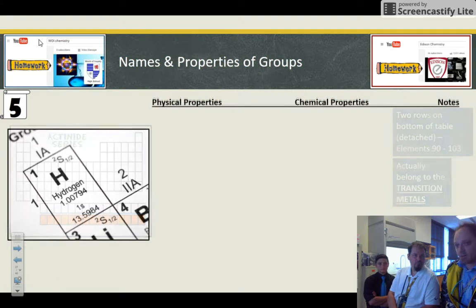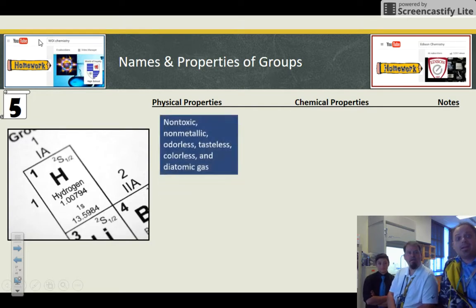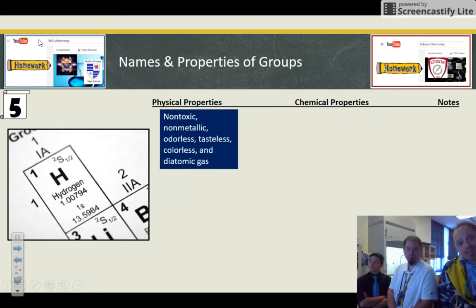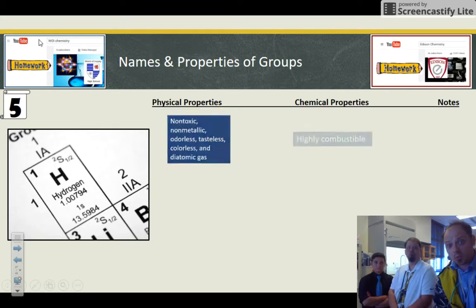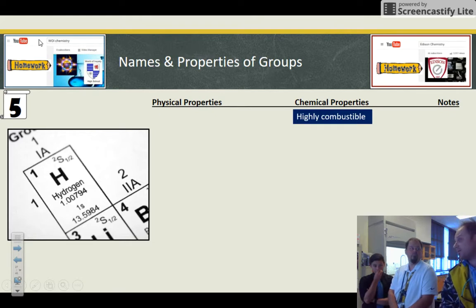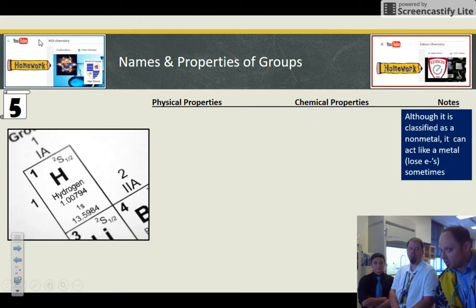All right, let's pick up the pace because we have to get to something that actually matters. Hydrogen. It's not toxic, not metallic, odorless, tasteless, and it is a colorless diatomic gas. It is technically in a group of its own, which is why we spent a whole slide on it by itself. Very combustible. Kaboom. It's part of rocket fuel. Although it's classified as a non-metal, it can act like a metal sometimes, which is why it's living with the alkali metals.